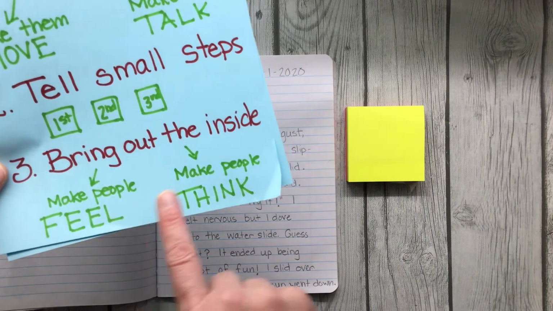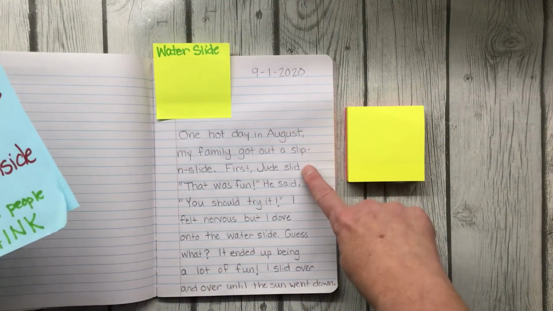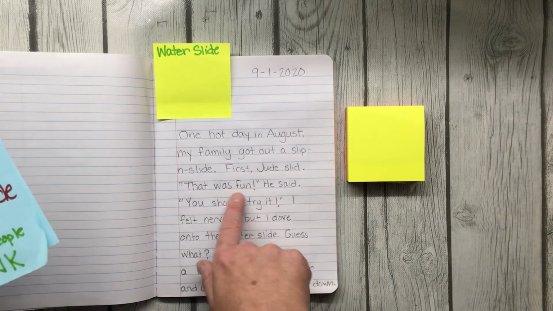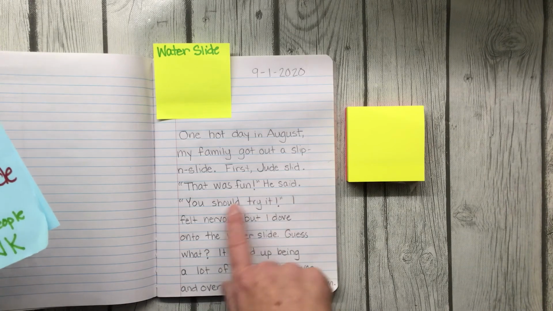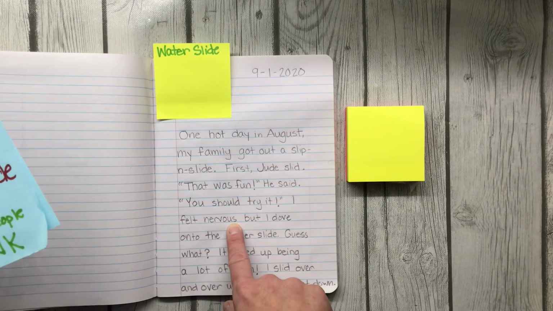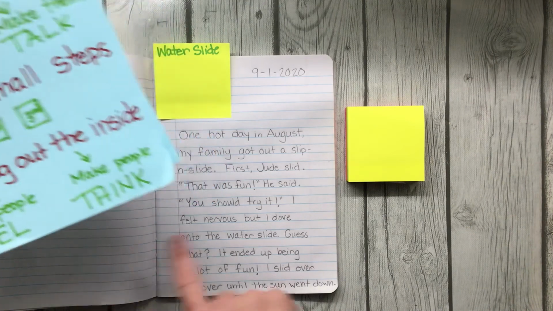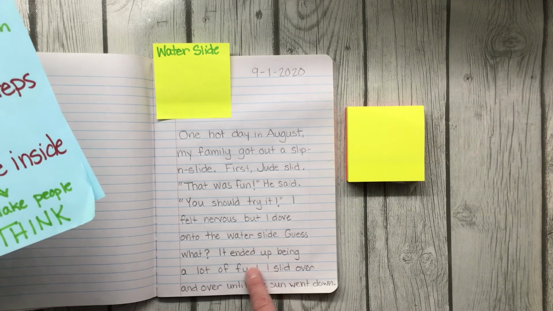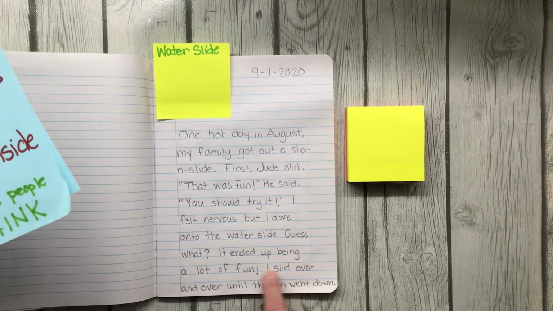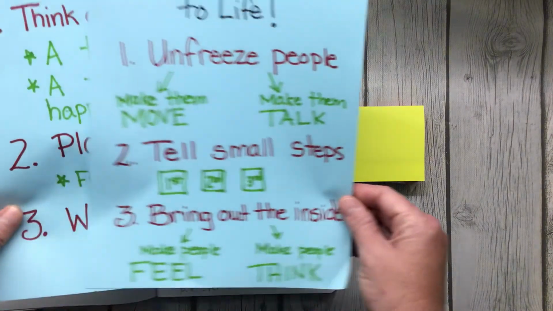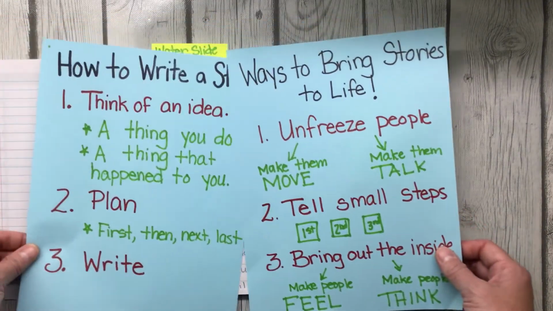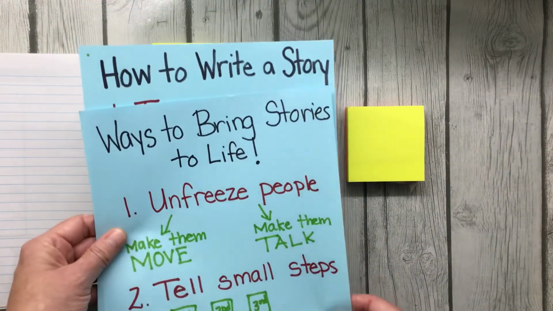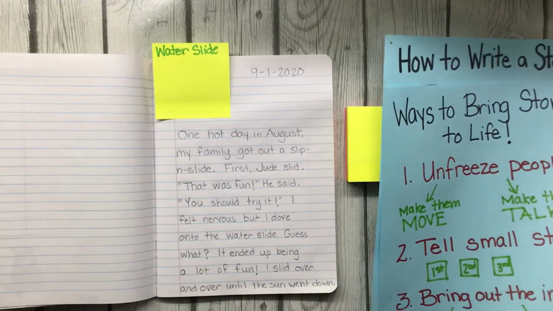The last thing that I want to look at is bring out the inside. Make people feel, make people think. One hot day in August, my family got out a slip and slide. First, Jude slid. That was fun. He said, "You should try it." He said it was fun. That's how he felt. I felt nervous. So I felt too. But I dove onto the water slide. Guess what? And here's where I'm sharing my thinking. It ended up being a lot of fun. I slid over and over until the sun went down. All those little things in our stories are helping us to understand what brings them to life. And that first part is how to write a story.